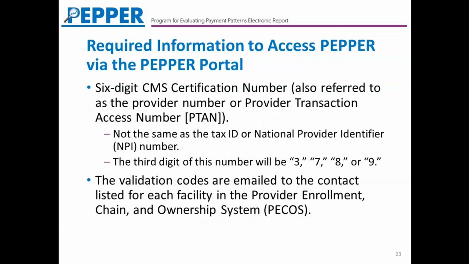Let's look in detail now at how to access your PEPPER. When you access your PEPPER, you will be asked to enter some data and information. So in preparation to go to the portal to get your PEPPER, you'll need to have your 6-digit CMS certification number. This is also sometimes referred to as the provider number or PTAN, and this is not the same as your tax ID or your NPI number.